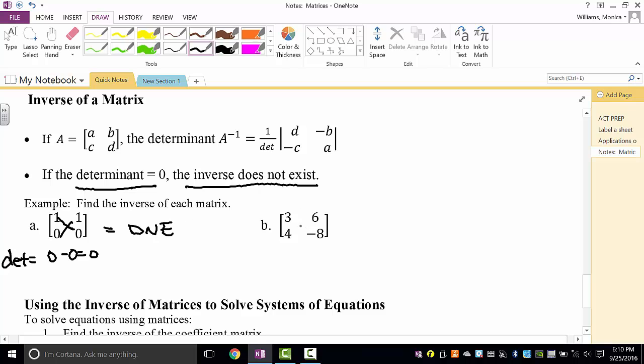Example B, determinant first. 3 times negative 8, negative 24. Minus 6 times 4, 24. That's negative 48. So to find the inverse, you put 1 over your determinant. You swap your A and your D. Swap these two numbers. So negative 8 comes here and 3 comes here.